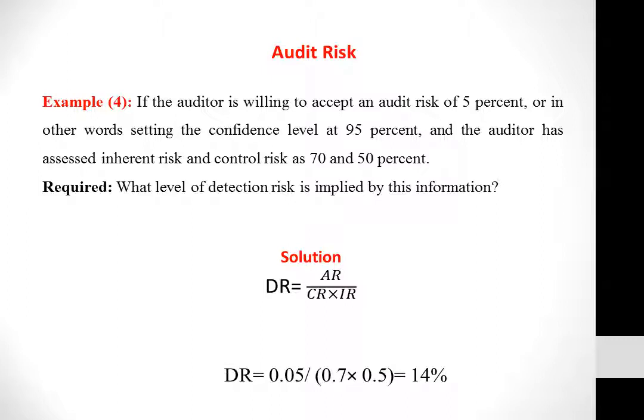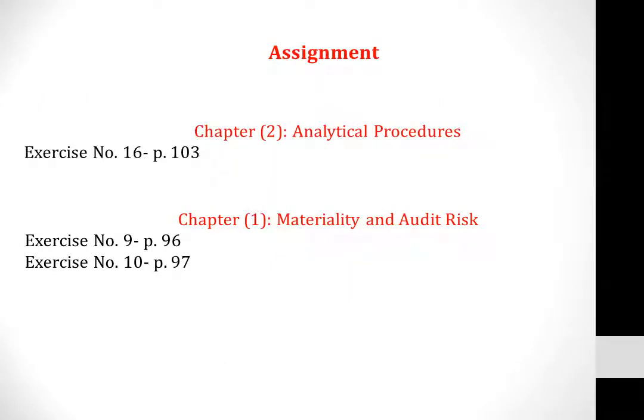We will stop the lecture here. In the next lecture we will talk about the rest of audit risk, meaning the confidence level at 95%, and we will discuss materiality in auditing. But first we need to discuss our assignment. Our assignment for this lecture is chapter 2, page 103, exercise number 16. This is in chapter 2, analytical procedures, from your book.